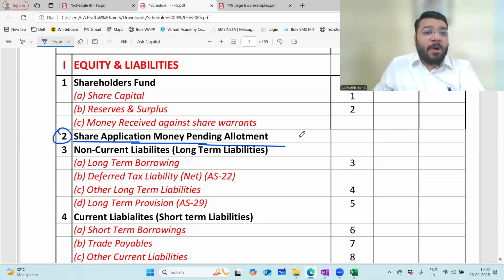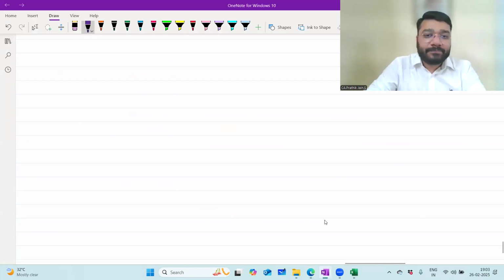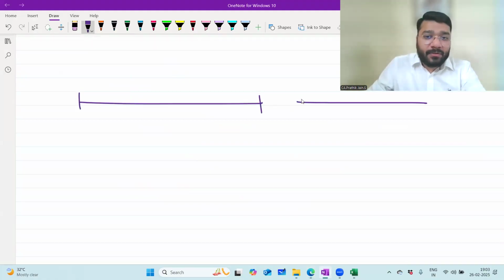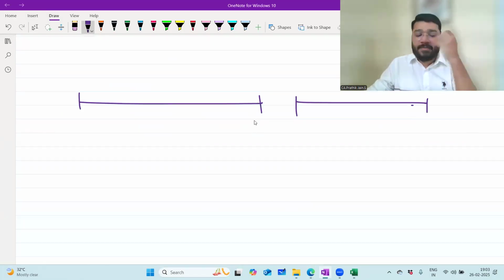Yes. Now, what is share application money pending allotment? We received the money for application, but we didn't allot the shares. In the next financial year, we are going to allot the shares. So that, in the balance sheet on 31st March, will show as share application money pending allotment.